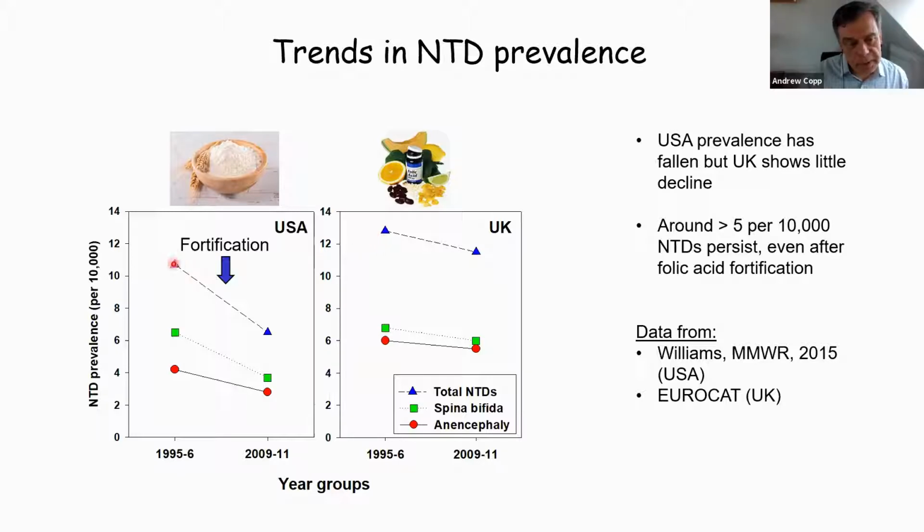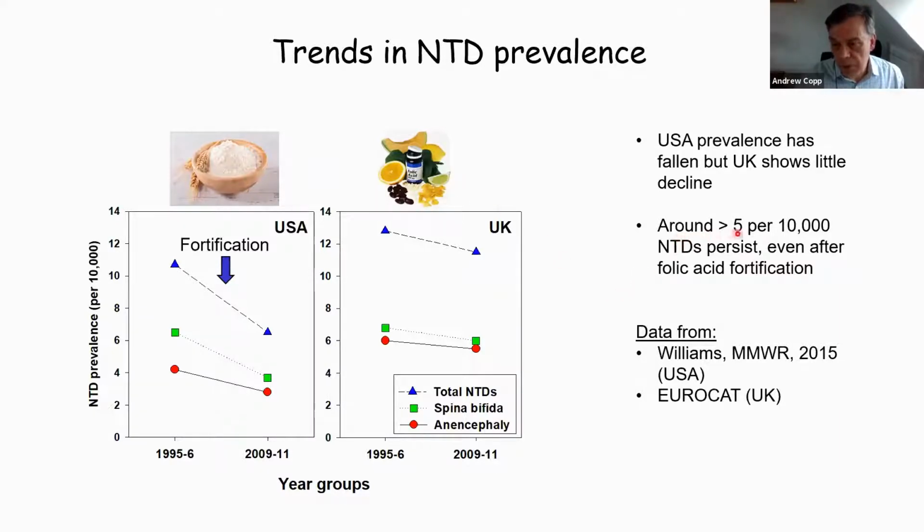And so whereas the USA and the UK started in the 90s with not too dissimilar prevalences, now the USA shows roughly a 7 per 10,000 prevalence, whereas the UK is still over 10, about 12 per 10,000. So the USA prevalence has fallen, UK shows little decline. Clearly then, on a population level, mandatory fortification works in the sense that most countries show a reduction. Voluntary supplementation does not work on a population level, although clearly it does on an individual level.